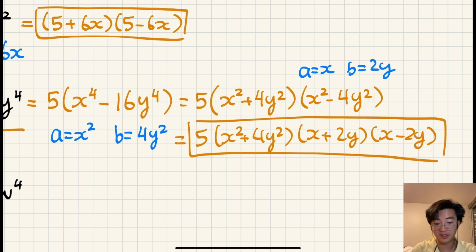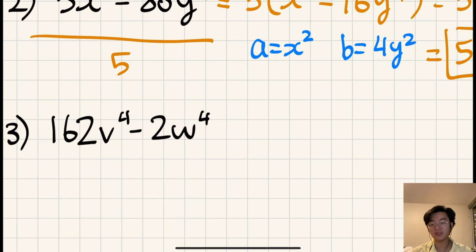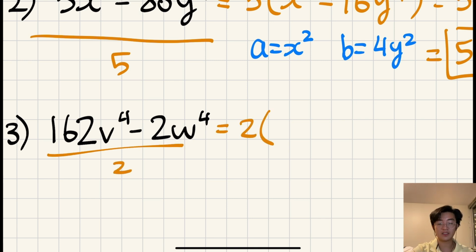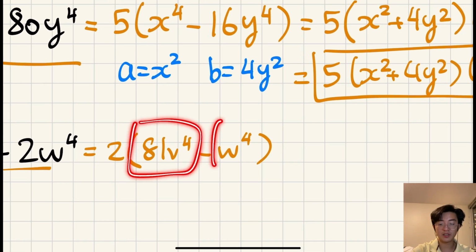That was an absolute doozy, right? Quite a difficulty jump. But the principles we're using are exactly the same. Now let's try another one. 162 and 2. Obviously not perfect squares. So what we can do is factor the 2 out of them. So 162 divided by 2 is 81. We've got v to the power 4 minus w to the power 4. Once again, very convenient. We've got perfect square, perfect square.